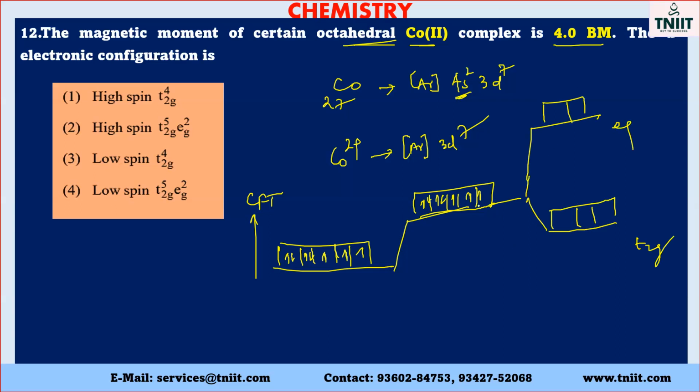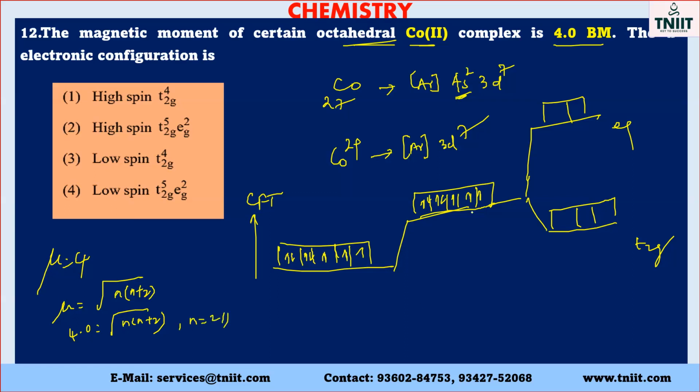So when we have 7 electrons, you can see the magnetic moment is 4. So mu they've given as 4. Mu is equal to square root of n into n plus 2. So 4 is equal to square root of n into n plus 2. We should determine the number of unpaired electrons. Now the n value should be 2 here.